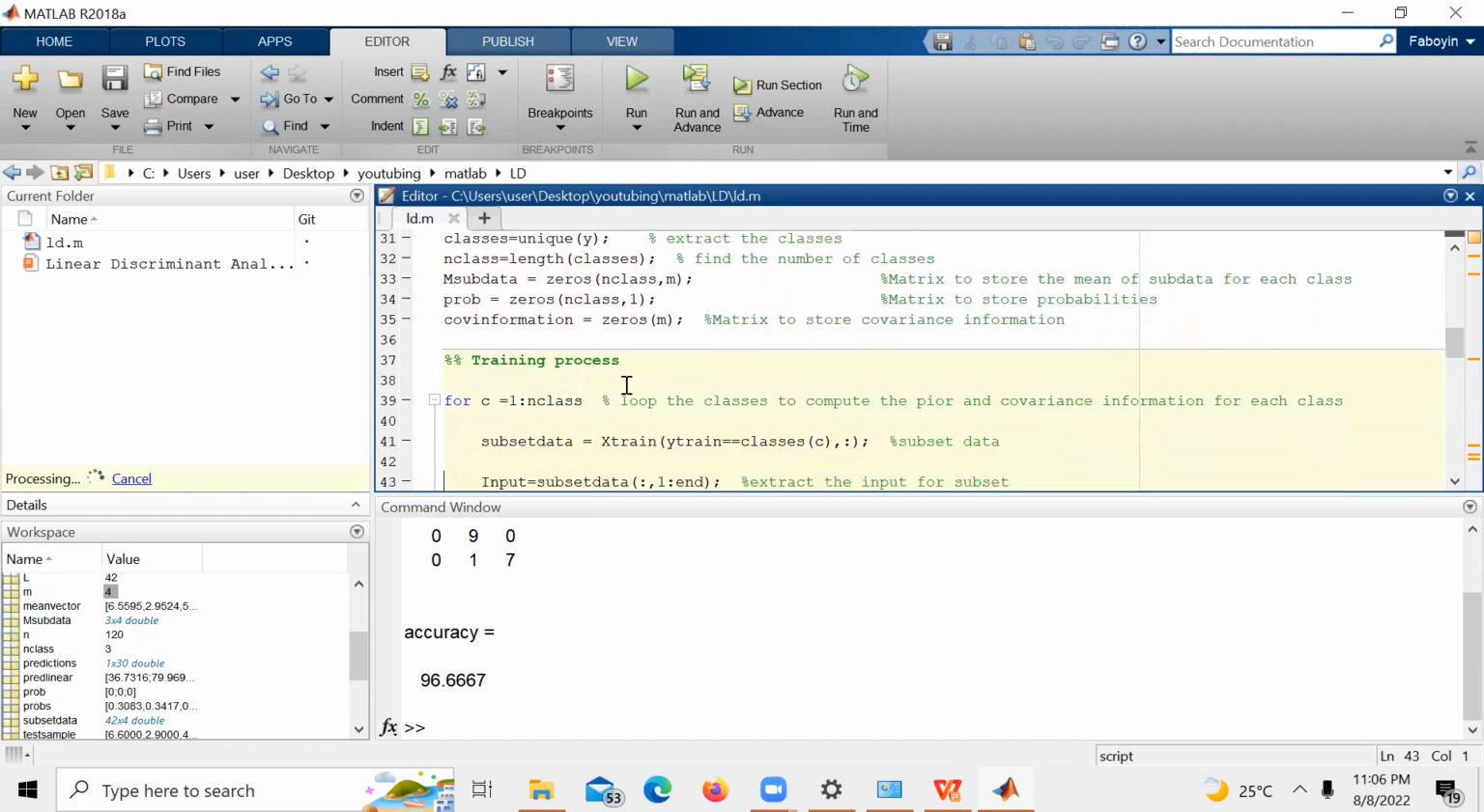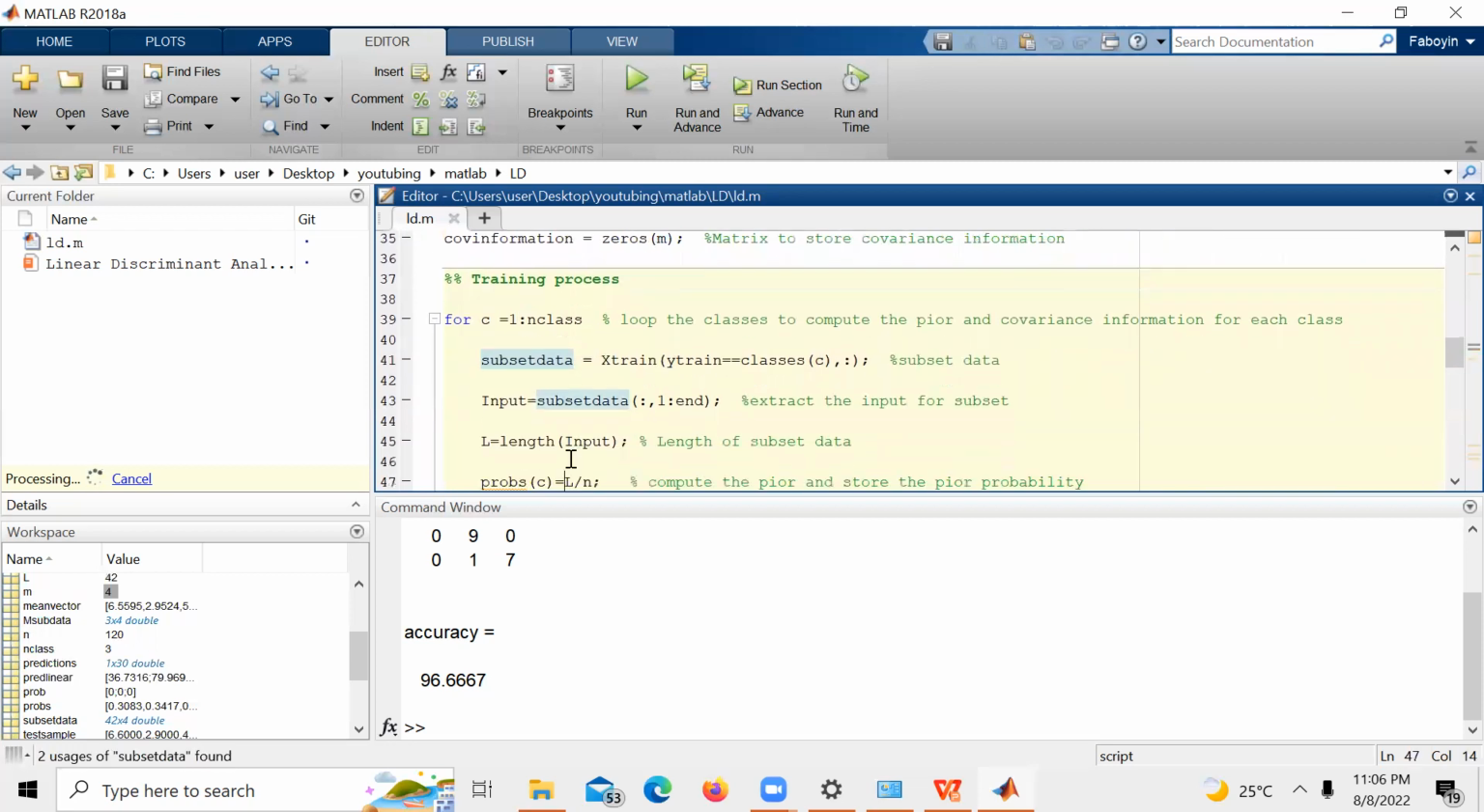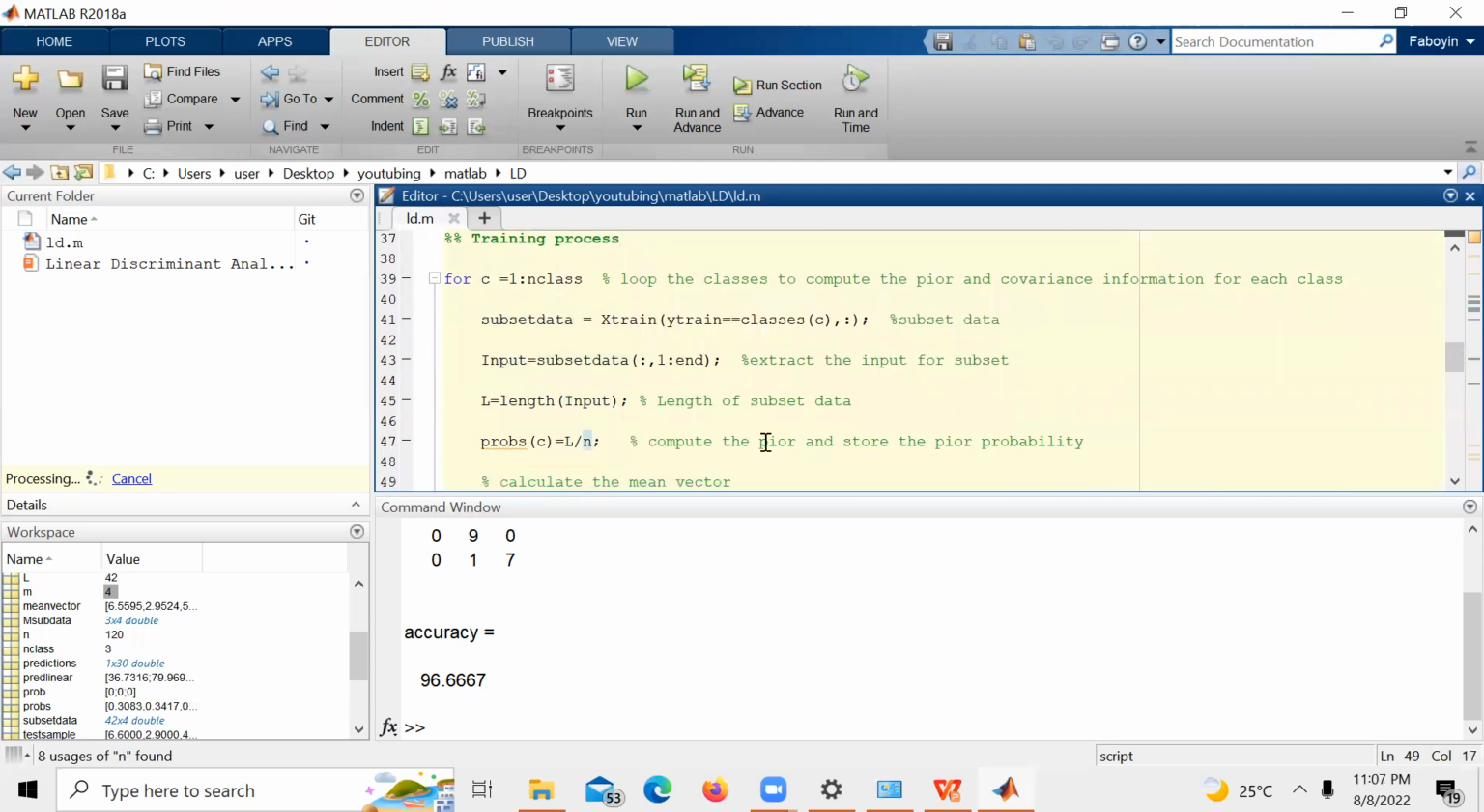So then we loop through the training classes, which is the number of classes, 3. Then for each class, we extract the subset data that corresponds to this particular class ID. From the subset data, we extract the input set. For this input set we also find the total number of records in that set. So we find the number of records for this set, then we get the probability.